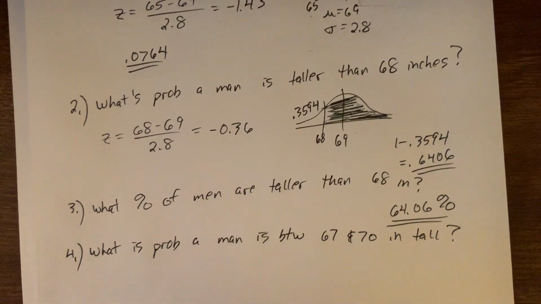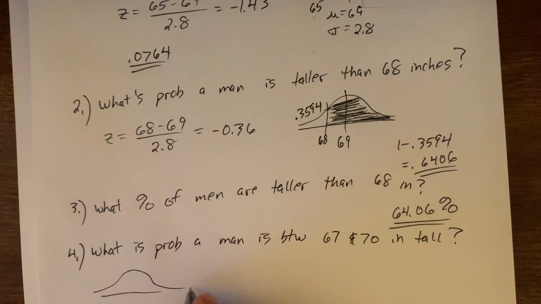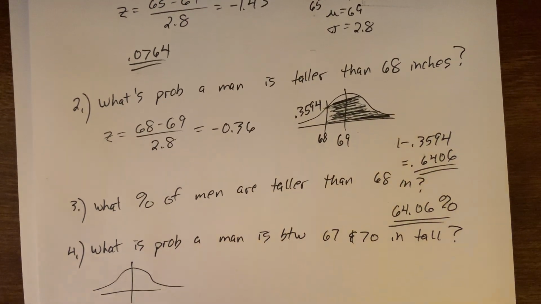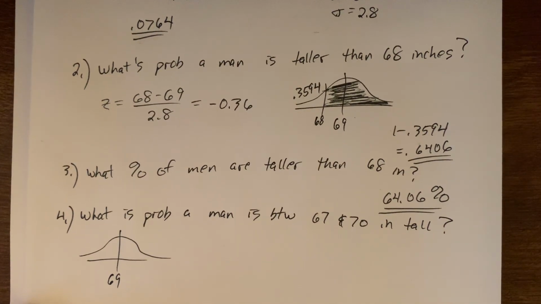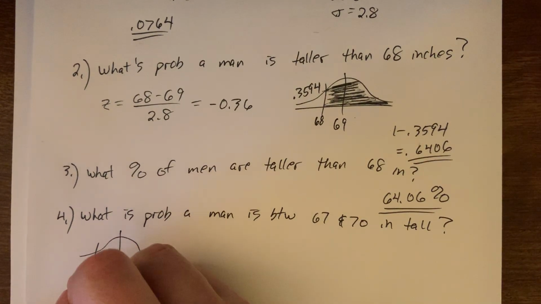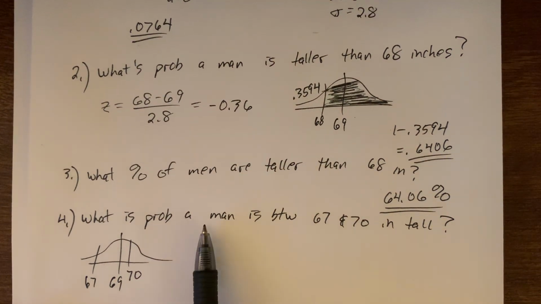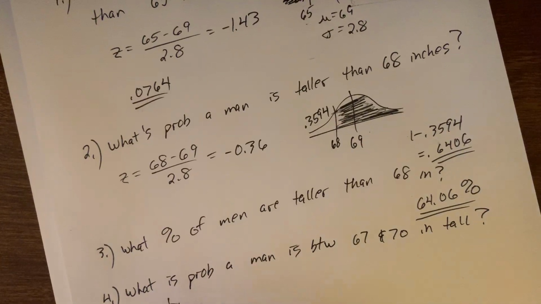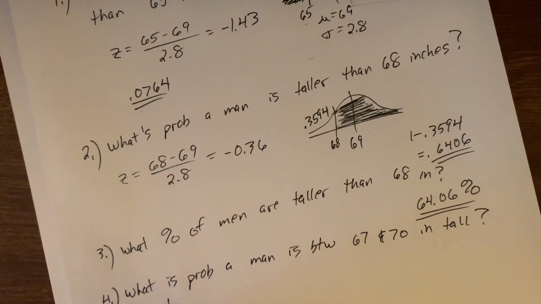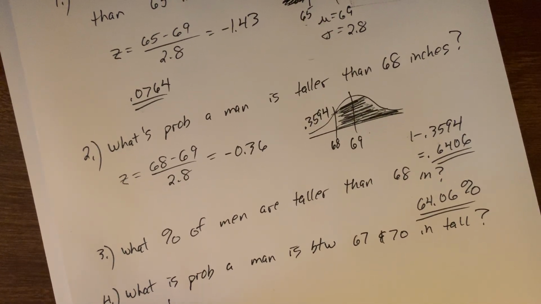Okay, but now to this one. Well, 67, 70 inches tall. 69 is still the middle. My mean and standard deviation haven't been changing. 67 would be shorter. 70 would be taller. I want that the man is between those two, so I would shade between those two values.